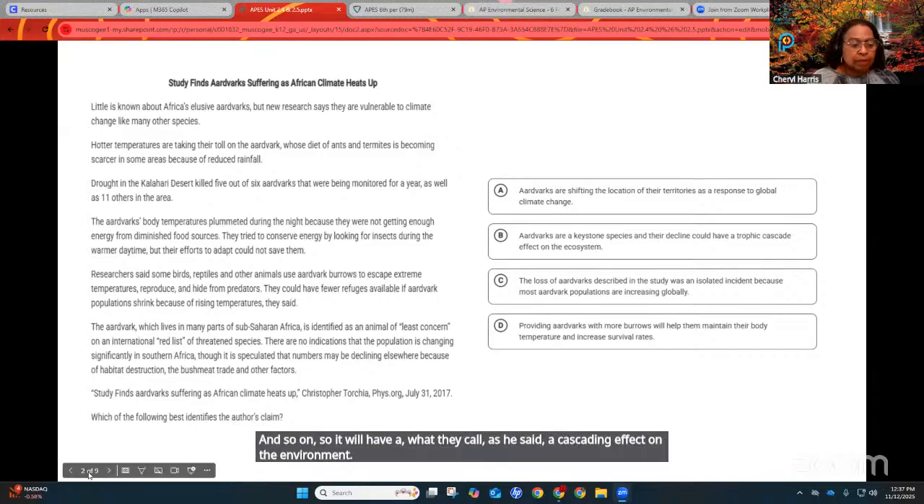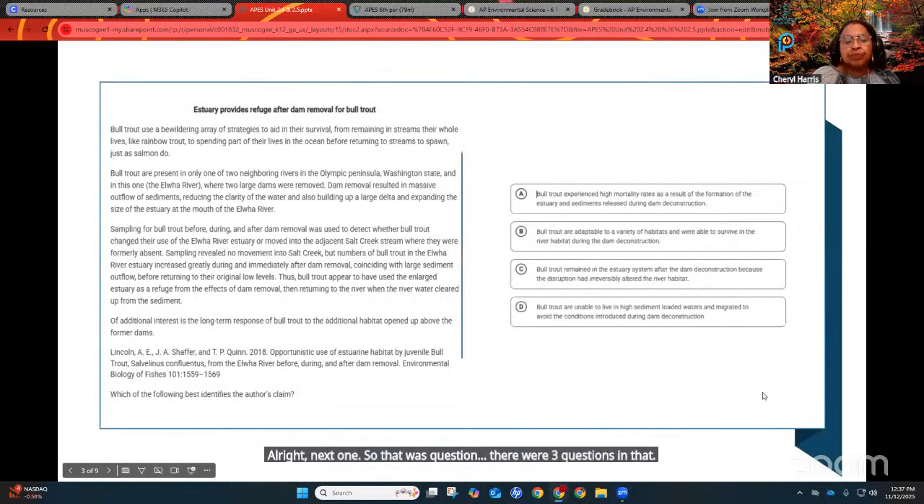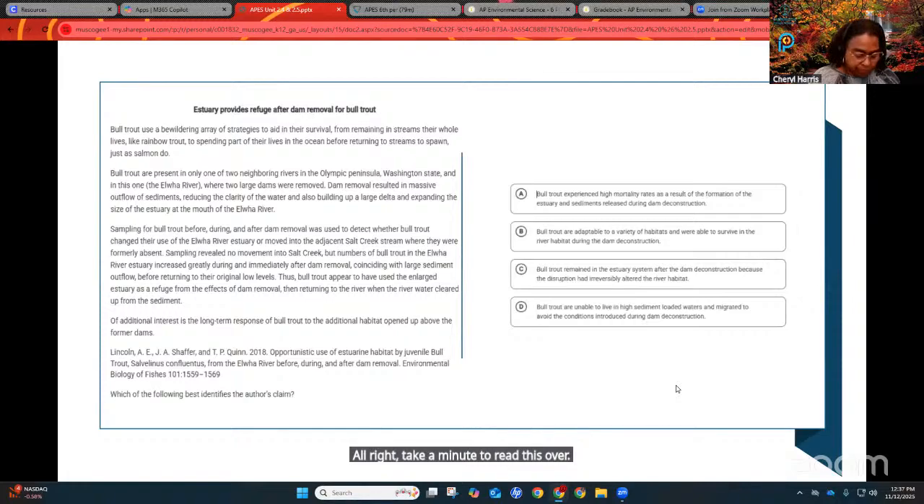All right, next one. So that was the question. There were three questions in that. All right, take a minute to read this over and then think about what your choice and answer would be. This is still under ecological tolerance.